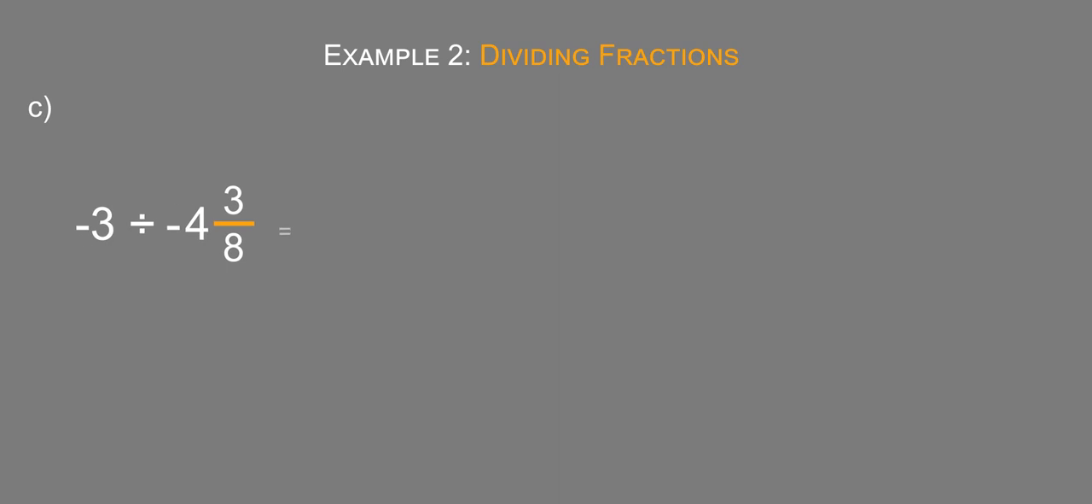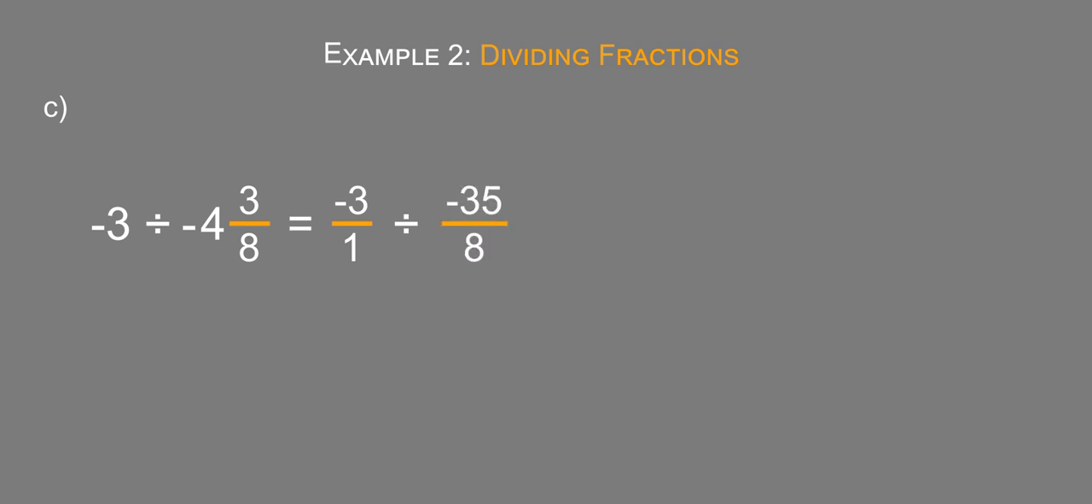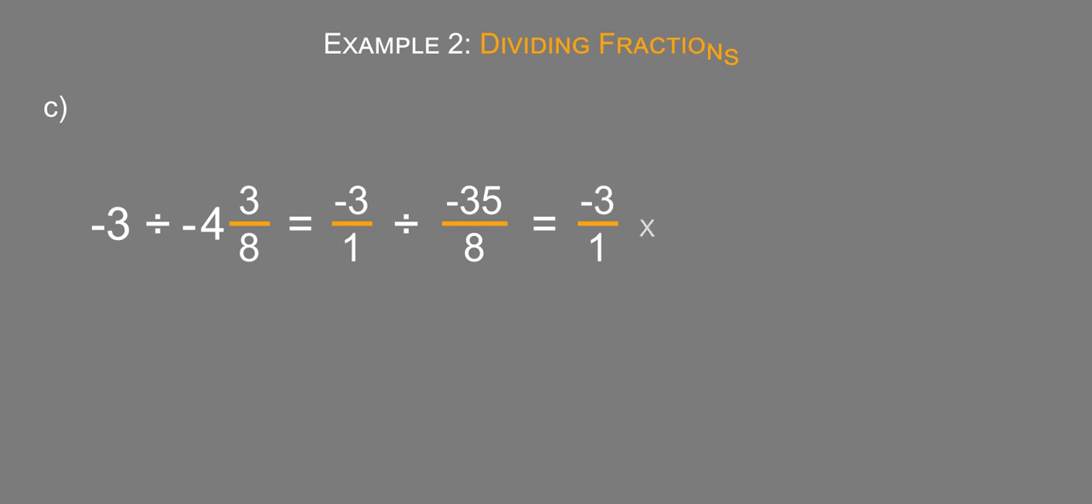With part C, we have -3. So we'll write that as -3 over 1 divided by 8 times 4 is 32, plus 3 is 35. So this is -35/8. We rewrite that as multiplying by the reciprocal, so -3 over 1 times -8 over 35. We have a negative times a negative, so we know the solution is going to be positive.